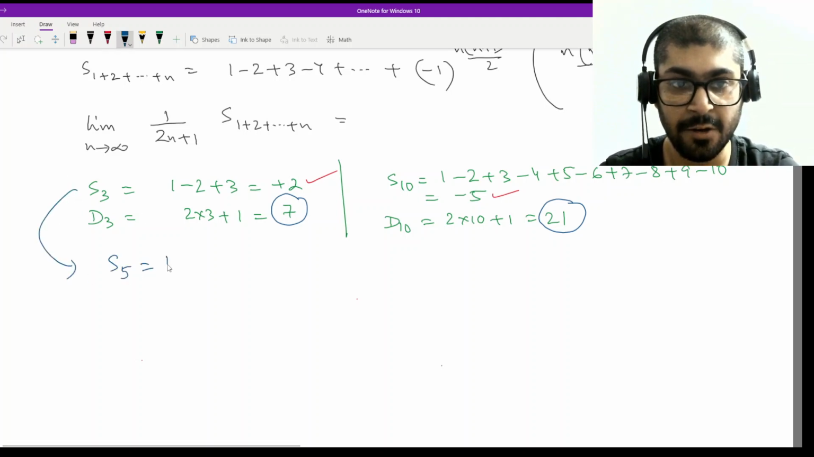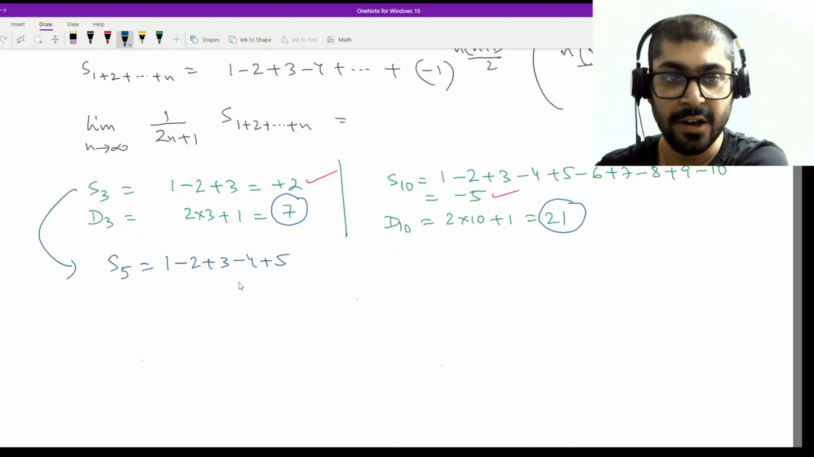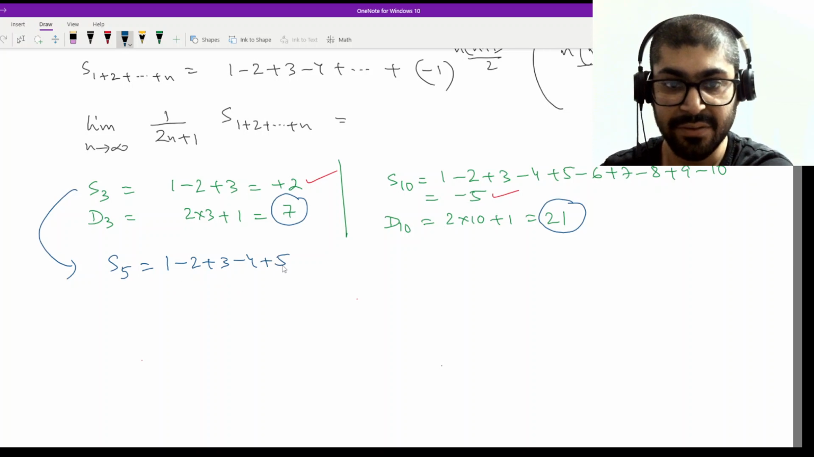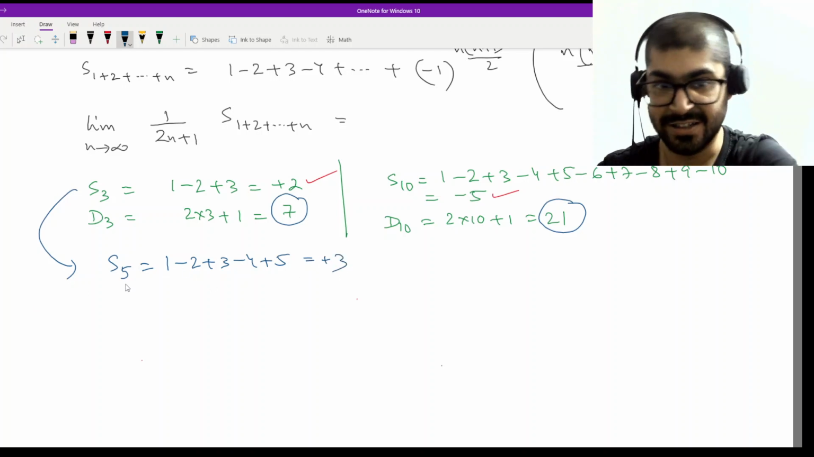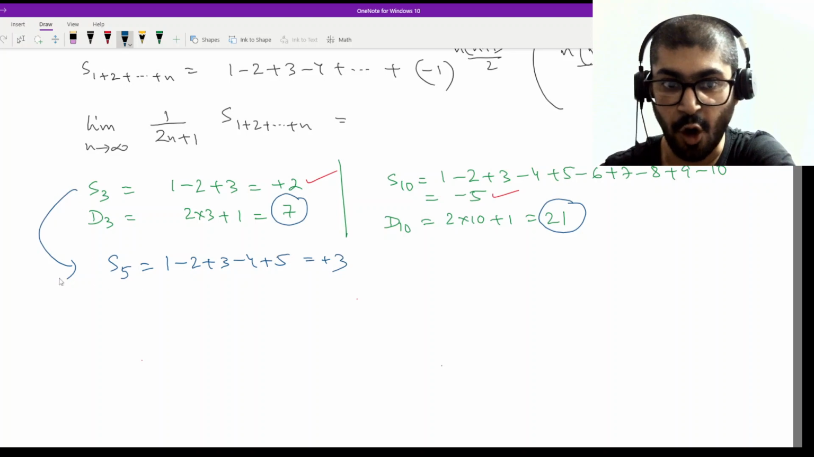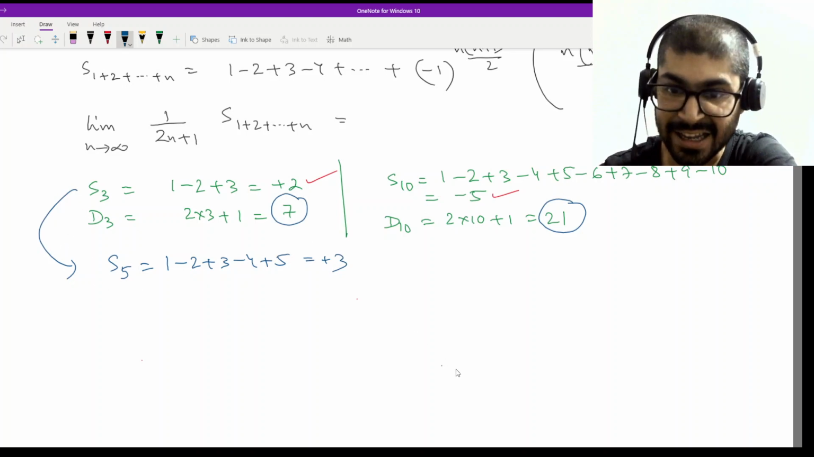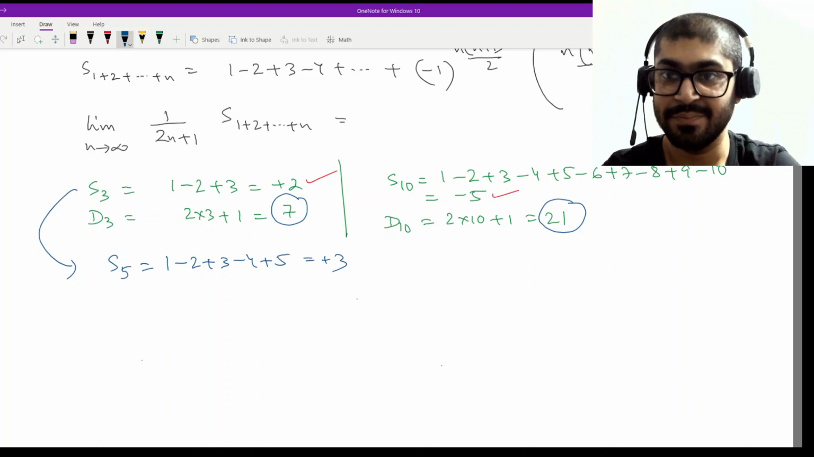S5 would be 1 minus 2 plus 3 minus 4 plus 5, right? So I have 1 plus 3 plus 5, that is 9. 9 minus 6 is 3, right? So there was an increase in S5. So odd to odd it increases, and even to even it decreases, right?